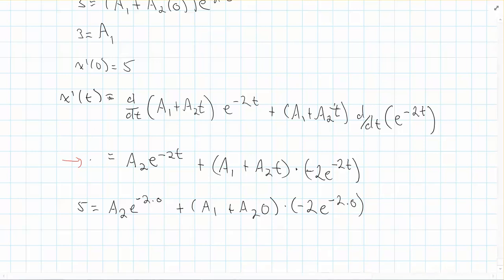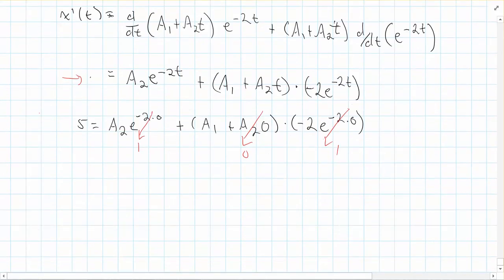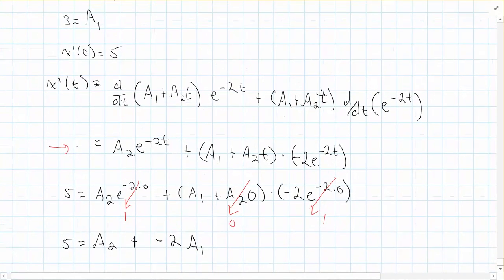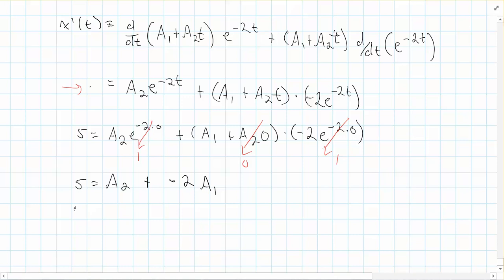Okay, so let's make sure we have some things here. Well, we know that this is going to go to 1, this goes to 0, the exponential goes to 1. So then, let's see what we have here. We'd have 5 is equal to a2 plus negative 2 times a1. Now, a1 was, I'm going to scroll back up here, was 3, in parentheses. So 5 is equal to a2 minus 6, and so a2 is equal to 11.